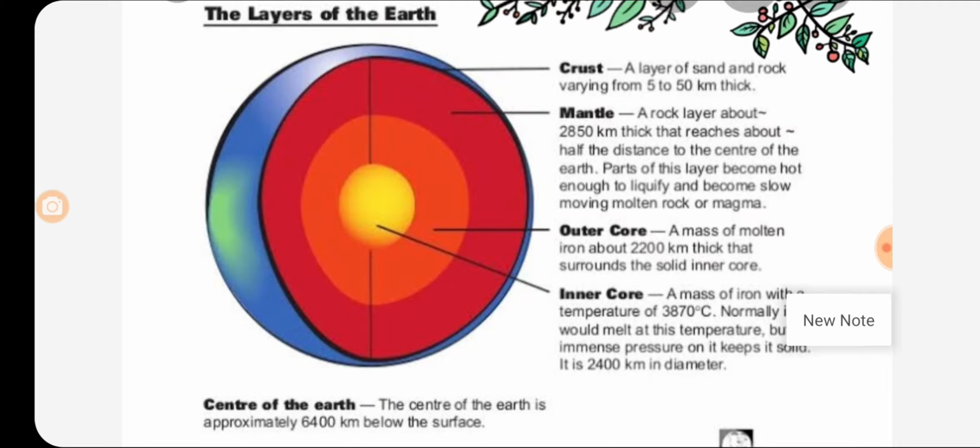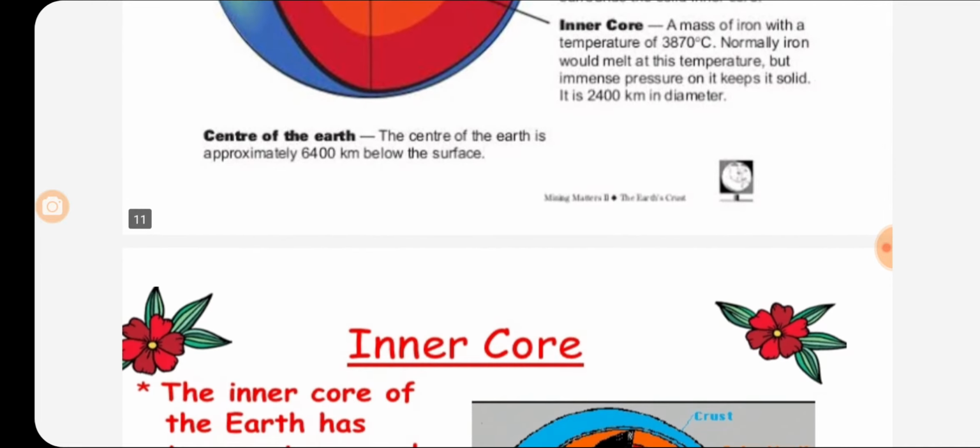And the outer core is a mass of molten iron about 2200 km thick that surrounds the solid inner core. And the inner core is a mass of iron with a high temperature of 3870 degrees Celsius. Normally, iron would melt, but the great pressure keeps it solid.